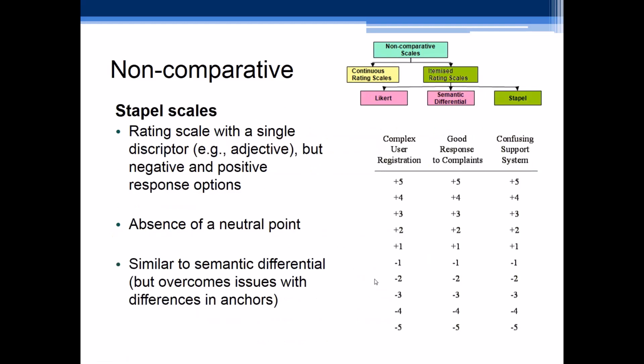Stapel scales is one that's always mentioned in textbooks, but I never see it used or infrequently see it used in actual research. I think I've only ever seen it used once in a research study. So Stapel scales are where we don't have an anchor at each end of the continuum, so it gets around that problem of having an opposing anchor, and it also doesn't have a neutral point. I'm not quite sure why it never has a neutral point. I've never seen a good explanation for that, but Stapel scales are another alternative that you might want to consider.